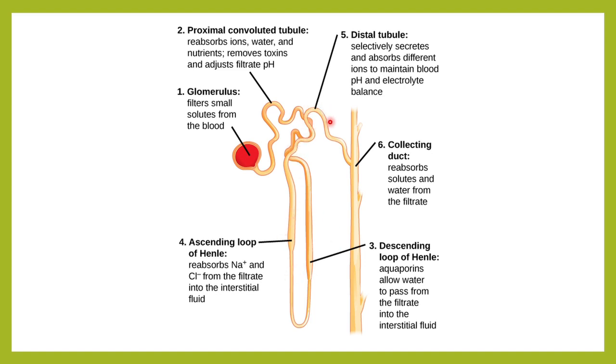Then comes the distal convoluted tubule. Here it selectively secretes and absorbs different ions to maintain the pH, electrolyte balance, etc. These are the collecting ducts. They reabsorb the solute from the water and the filtrate. So this is the functional unit of the kidney, the nephron.